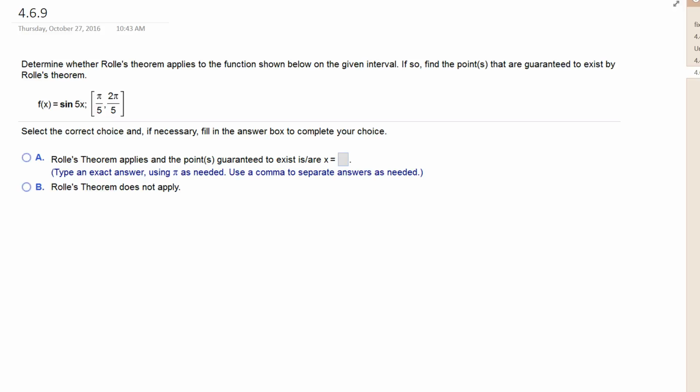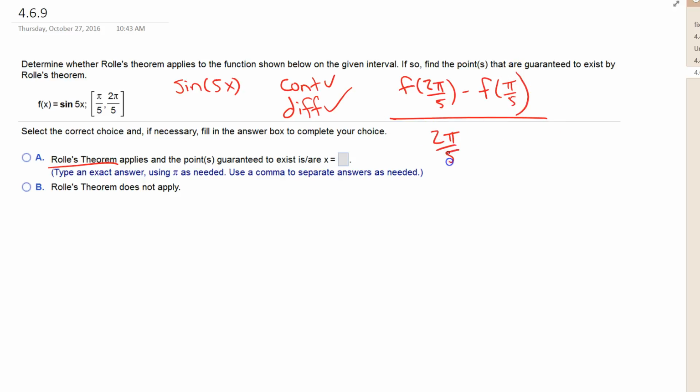So on this problem, we need to verify that Rolle's theorem applies. If we're looking at the graph of sine of 5x, it needs to be continuous and differentiable, and it is. Rolle's theorem specifically is also when f of 2 pi over 5 minus f of pi over 5, divided by 2 pi over 5 minus pi over 5, equals 0. And in this case, it turns out that way.